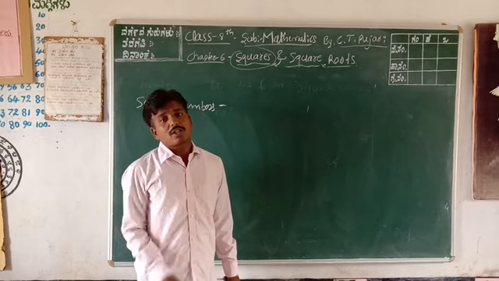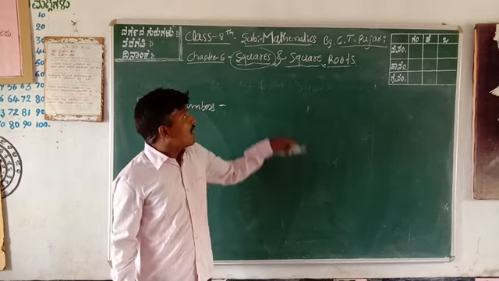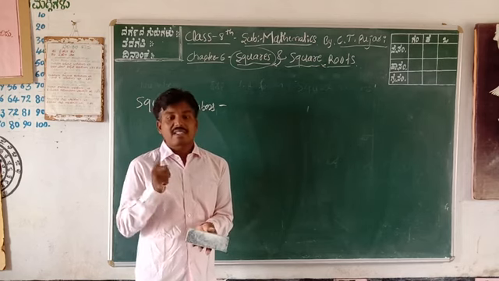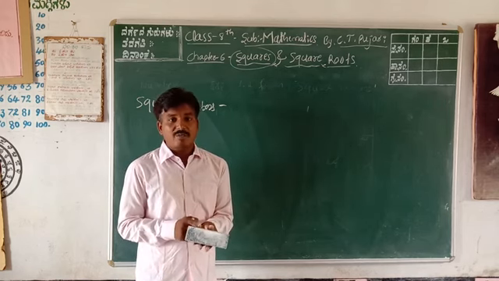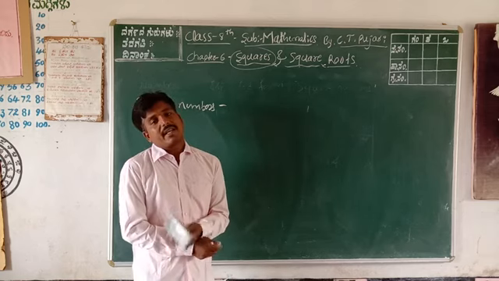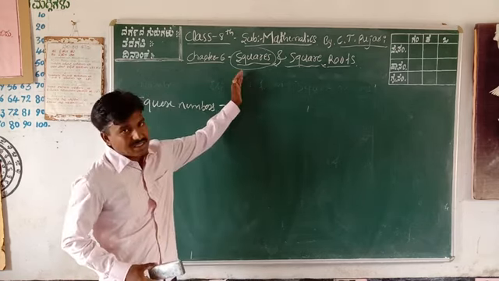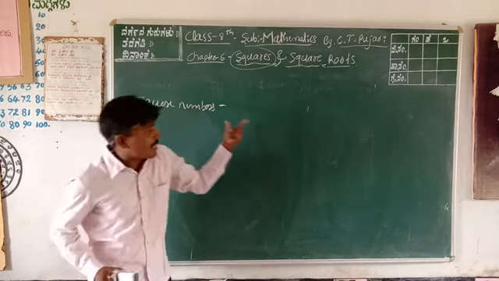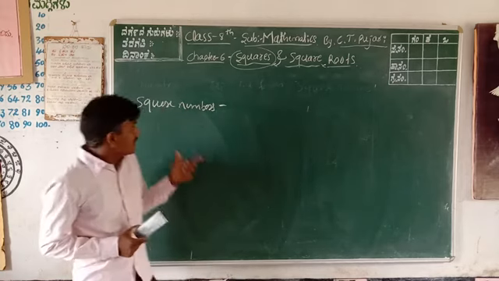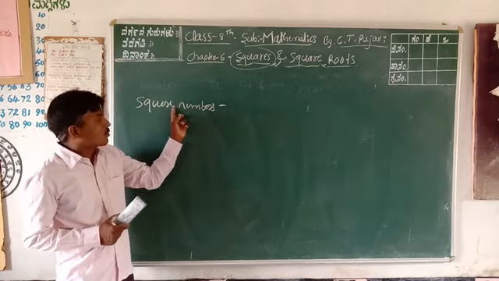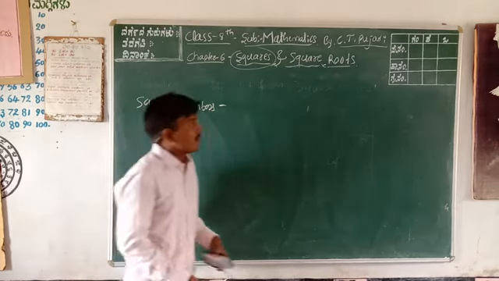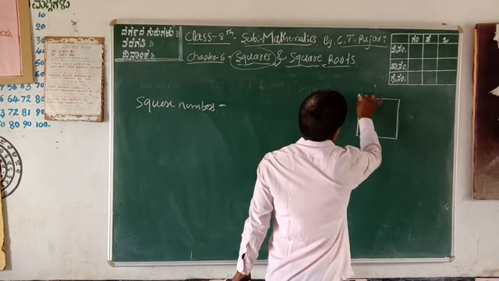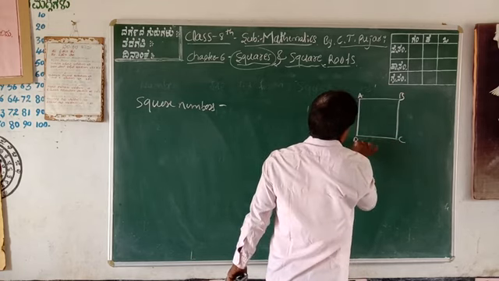Before studying square numbers, you should know that all the mathematics concepts, arithmetic as well as algebra, are also based on geometry. Number theory is only arithmetic, but square numbers are based on geometry, because the word square comes from geometry. Therefore, we draw one square. Consider ABCD is the square.